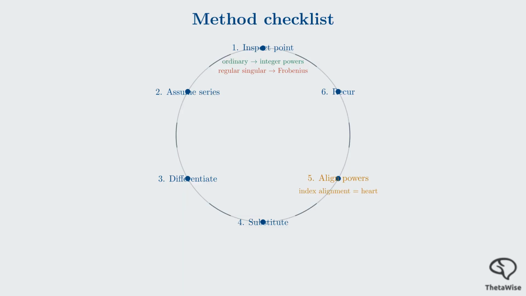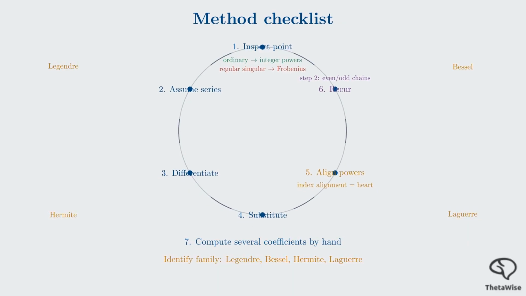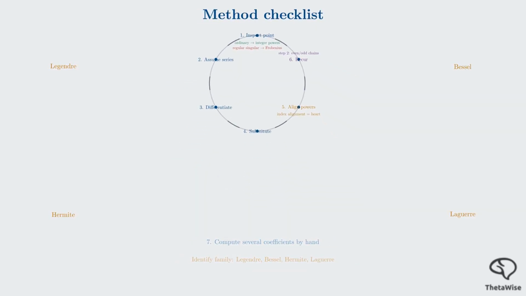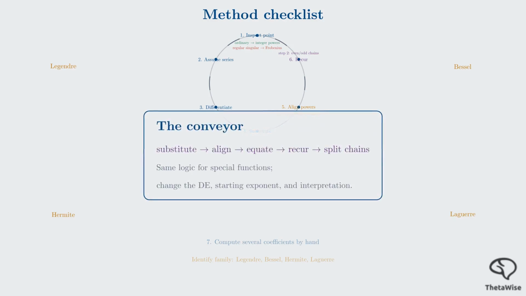A step of 2 creates even and odd chains. A step of 1 creates a single consecutive chain. Seventh, calculate at least several coefficients by hand to catch an index or sign error. Finally, identify the resulting family: Legendre, Bessel, Hermite, or Laguerre when the recurrence and normalization match. The worked ordinary point example illustrated the entire conveyor. Substitute, align, equate, recur, and split into 2 chains. The special function sections repeat that same logic while changing the differential equation, the starting exponent, and the useful interpretation.